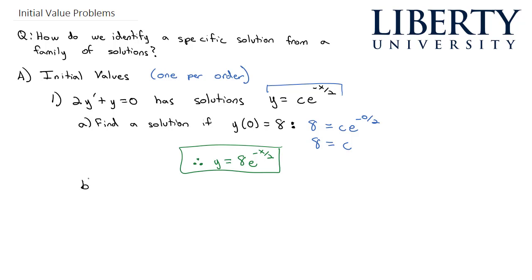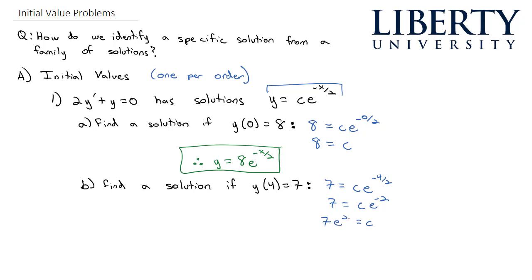And they're not always that simple or straightforward. We could ask to find a solution if the initial value y of 4 is equal to 7. And we'll follow much the same strategy. 7 is equal to our constant times e to the negative 4 over 2 power. Well, that e to the negative 4 over 2 simplifies to e to the negative 2. And so to get the constant by itself, we can divide by e to the negative 2, or just multiply by e squared, and the constant is equal to 7e squared.